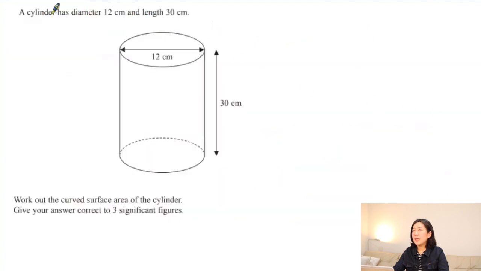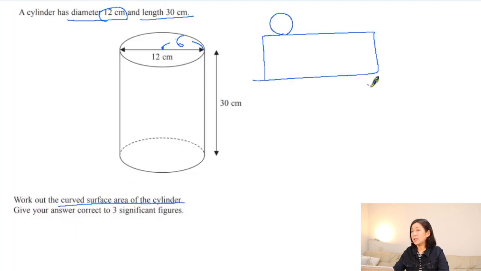The diameter is 12, and the height is 30 centimeters. Then we know that the radius is 6. Now, this question is asking you to find the curved surface area, not the total surface area. So what is the curved surface area? Yes, the rectangle part is the curved surface area, right? So we need to find the area of the rectangle here, then find out the length of the rectangle.